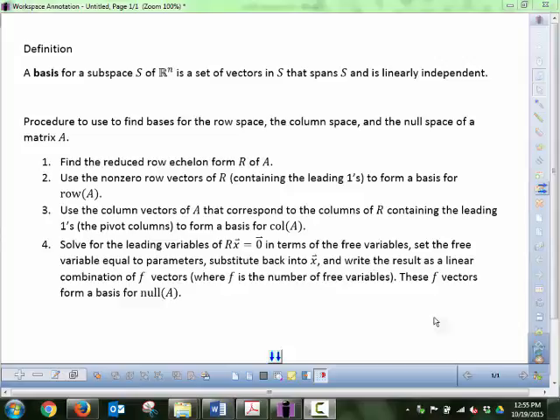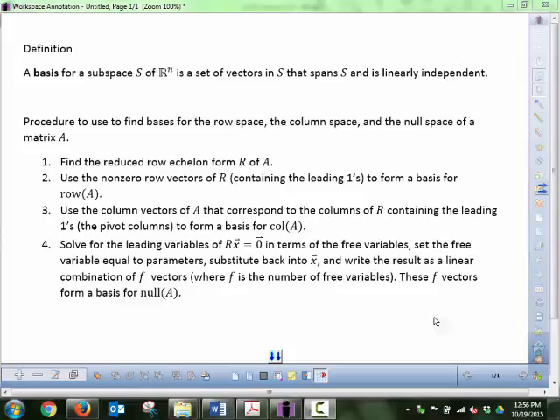And then, since you already have the reduced row echelon form, you can solve for the leading variables using the homogeneous system. And then if you have any free variables, you can set them equal to parameters. It turns out that those vectors that you multiply the parameters by form the basis for your null space.